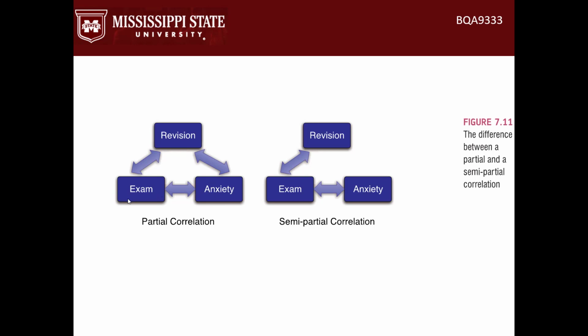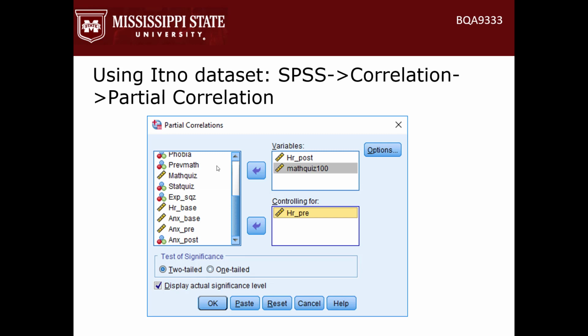So what we may want to do is find the relationship between exam and anxiety, accounting for revision and removing the effect of revision from this equation. And we also define semi-partial correlation. Here we assume that revision affects the exam result, but it doesn't actually affect the anxiety. So we could either have revision affecting the exam or anxiety, or in the case of partial correlation, potentially both.